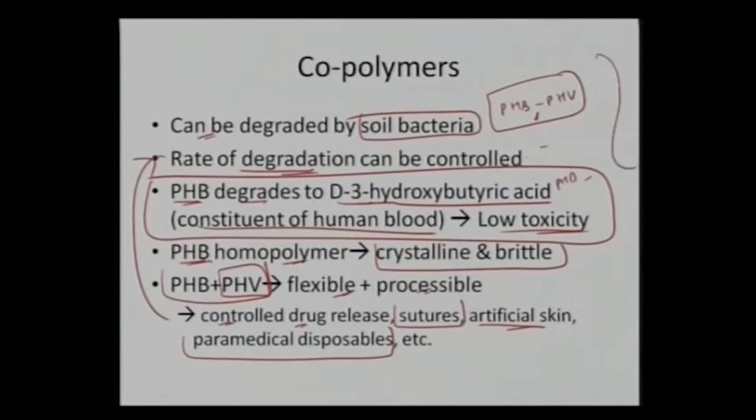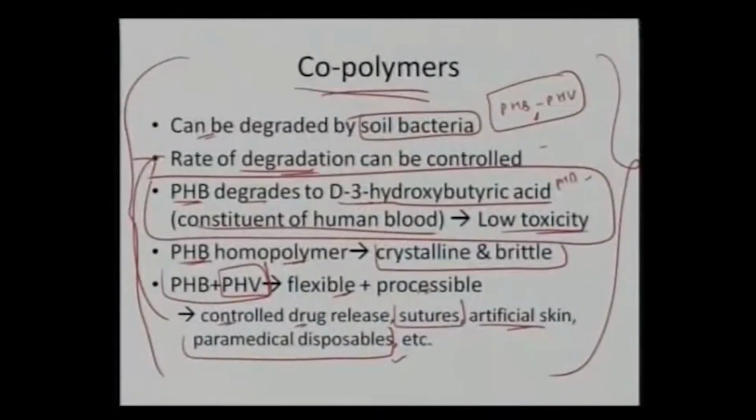So we can see that the copolymer becomes much more of a boon in terms of controlling the drug release rate, in terms of deciding a particular combination of PHB and PHV. We can also decide the overall strength which can be retained by the sutures for a prolonged time, or we can utilize them as artificial skin, or also for paramedical disposables in case we want to seal certain chemicals, and we are able to dispose of it after its usage. So these copolymers come as rescuers in terms of all such applications.